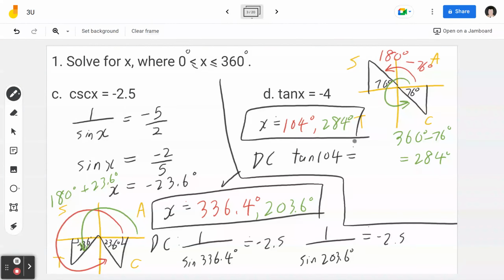Now, when I do that, I will get negative 4.0107800934, which is really close to negative 4. Again, if I grab 10 of 284, this is going to be negative 4.0107800934, which is again approximately negative 4. So as you can see, anytime you're trying to solve for x, you can totally get perfect by double checking.